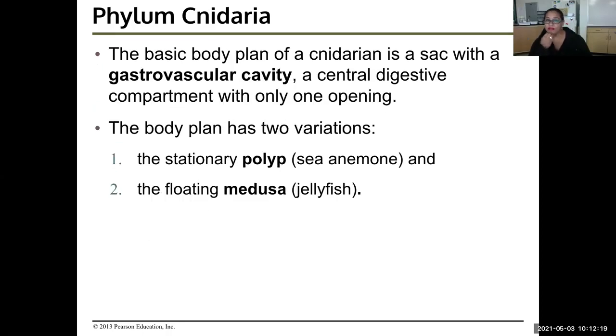The basic body plan of a cnidarian is a sac with a gastrovascular cavity, which is a central digestive compartment with only one opening. So food and waste go in and out the same opening. But there are two variations, the stationary polyp, like a sea anemone, and the floating medusa, which is your jellyfish. The body plans are polyps and medusa, and then there's various examples of each.